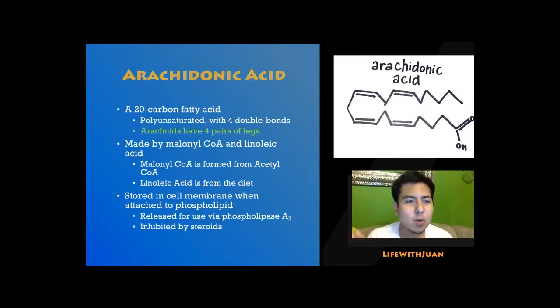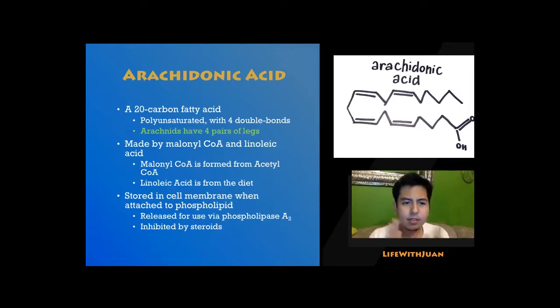Arachidonic acid is a 20-carbon fatty acid. It's polyunsaturated, meaning it has 4 double bonds. You see up there? You see that picture that I made? It has 4 double bonds. They're at carbons 5, 6, 8, 9, 11, 12, and 14, 15. I still remember my biochemistry. So it has 4 double bonds. I like to think of the mnemonic: arachnids have 4 pairs of legs. Likewise, arachidonic acid has 4 double bonds.